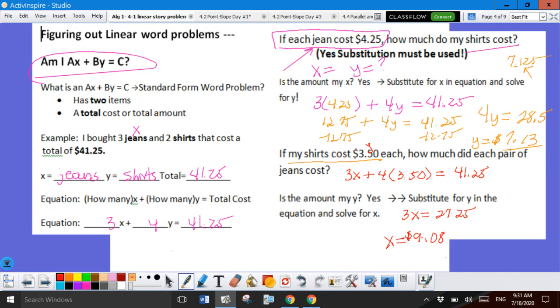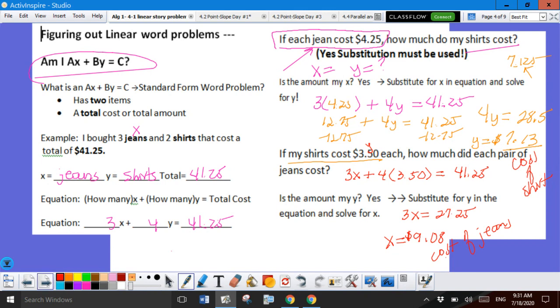Remember, anytime we are working on word problems, we have to label. Okay, we have to label. So those aren't bananas, that is money. So make sure and label. That is the cost of jeans, and this is the cost of a shirt.